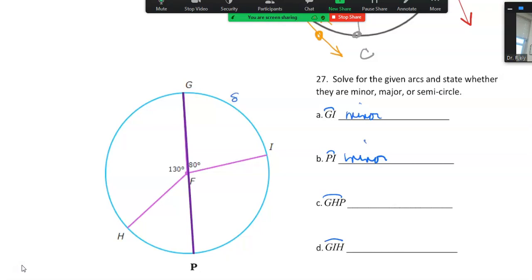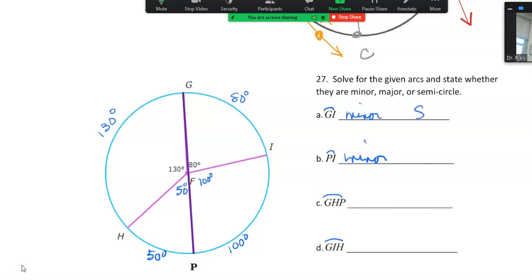If you have an 80-degree central angle, I have an 80-degree arc length. 130 central angle puts that at 130. Now, since this is a diameter at GP, then I have to have 180 degrees on one side of it. That's going to make this 50. So this is 50 out here. And I have to have 180 degrees on the other side of it. That's going to make this 100, because I have the 80 already. So that's 100 out here. Okay, so now I can go ahead and answer these questions.